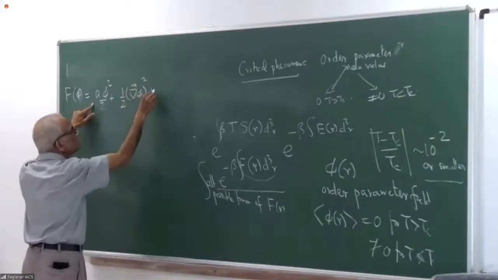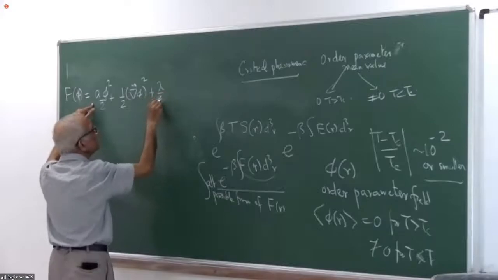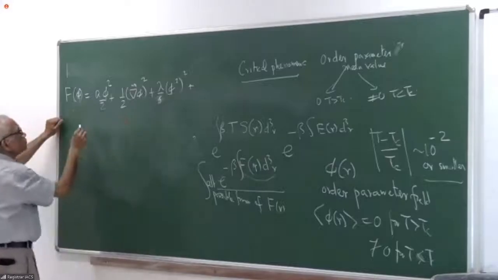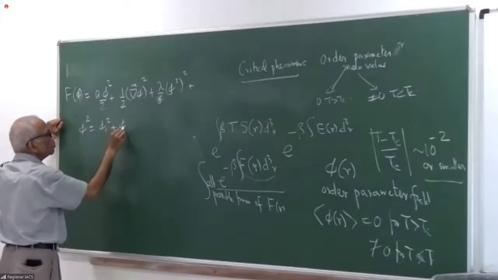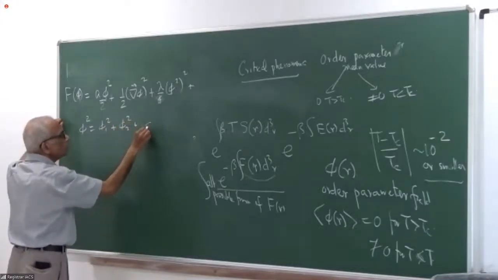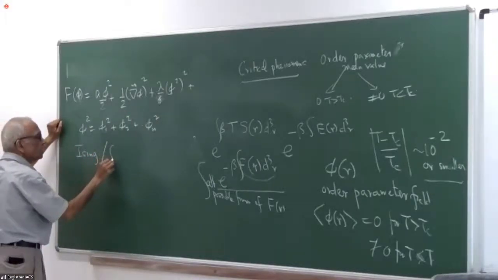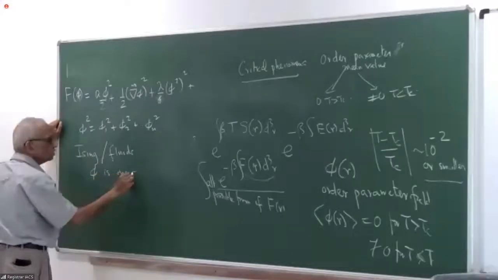And then you need to have the next order terms, lambda over 4, phi square squared. I mean, the phi squared is in general phi 1 square plus phi 2 square up to phi n square. If it is like an Ising model or like fluids, then phi is one-dimensional, and there is only phi 1.